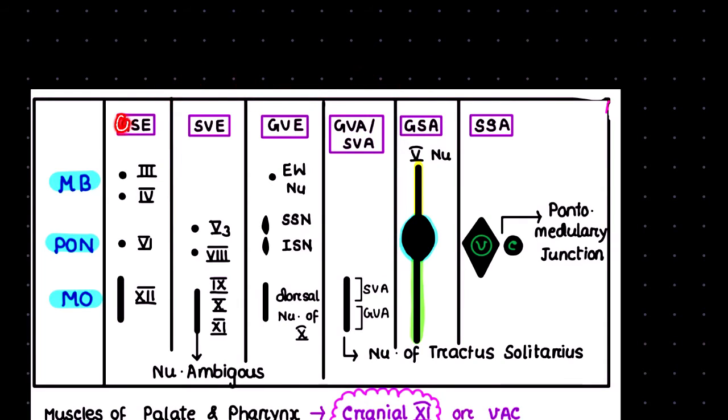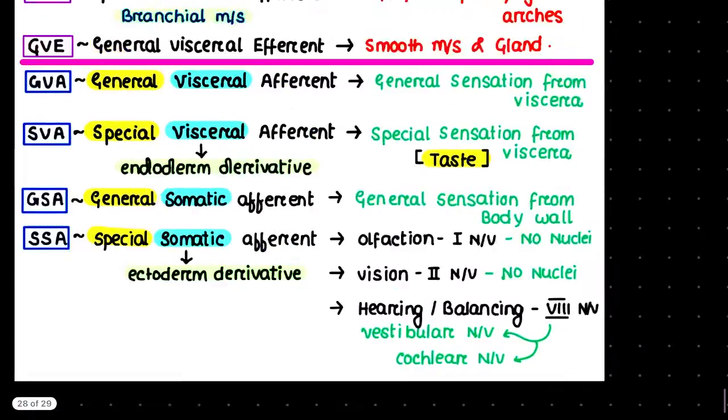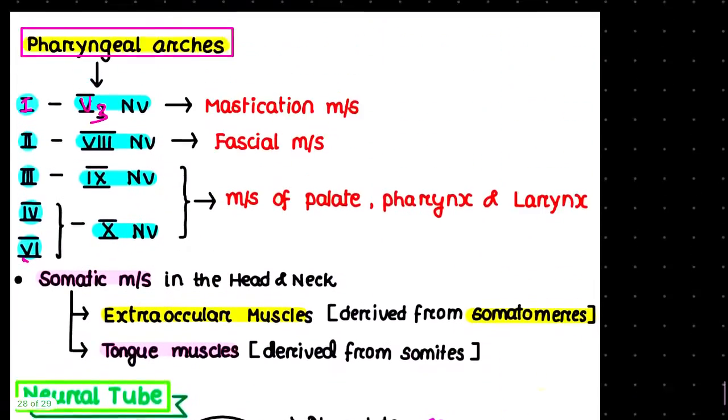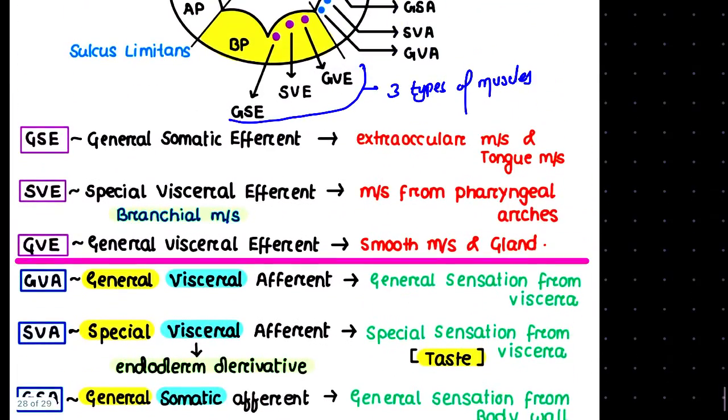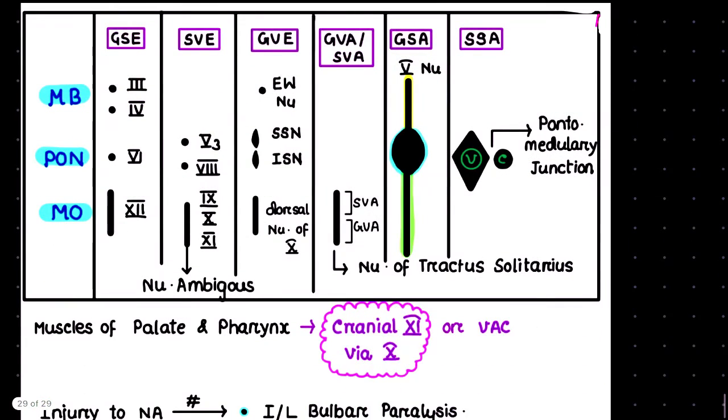And here in general somatic efferent, if you will recall, this supplies extraocular muscles and tongue muscles. For extraocular muscles, as I have already said, the third, fourth and sixth nerves supply them. And the tongue is supplied by the hypoglossal nerve, the 12th cranial nerve.